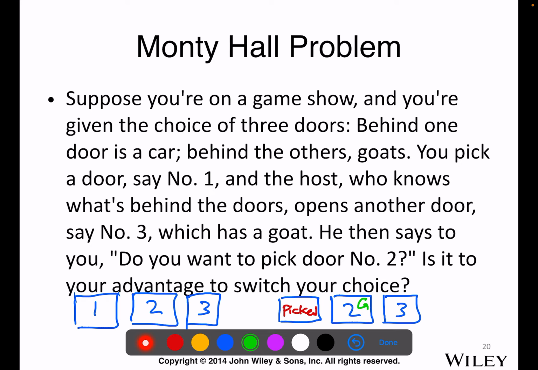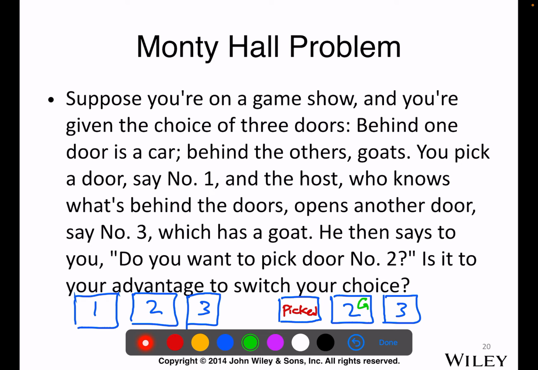And now you are given a chance to switch. So you can either stay with the one that you picked, or you can switch to the other one, right? Meaning that you can now pick basically door 3. Would you stick with the one you picked before, or would you switch to door 3? So that's the question. And we try to solve this with a conditional probability.